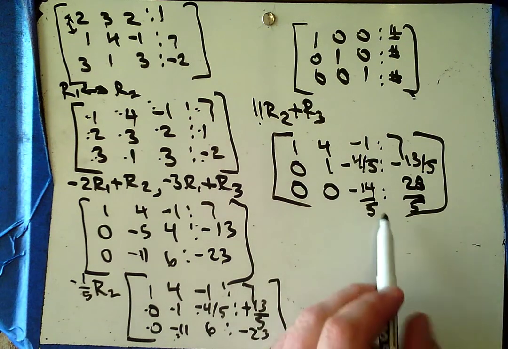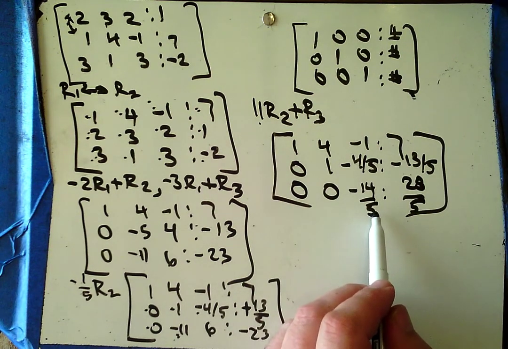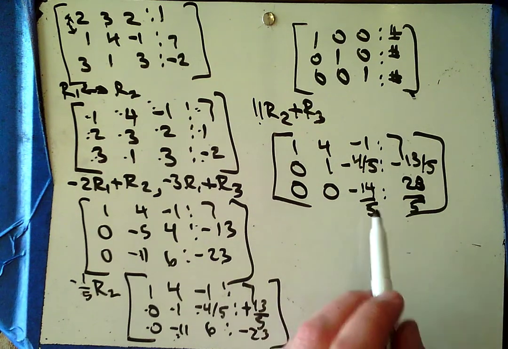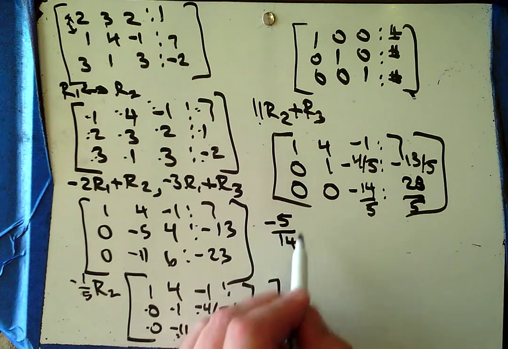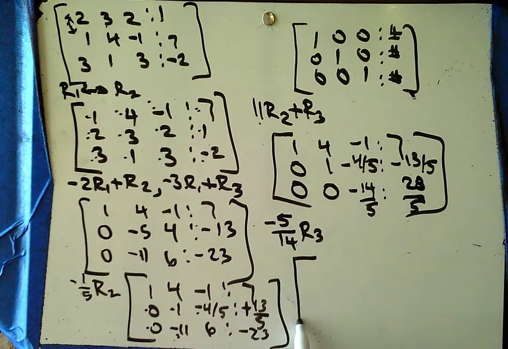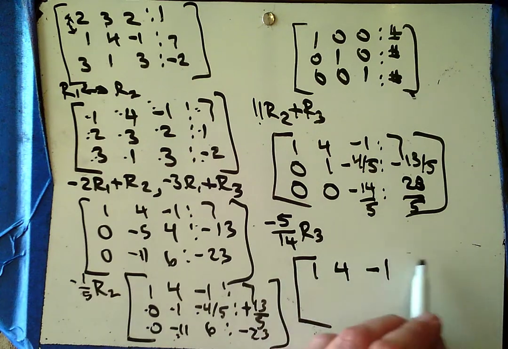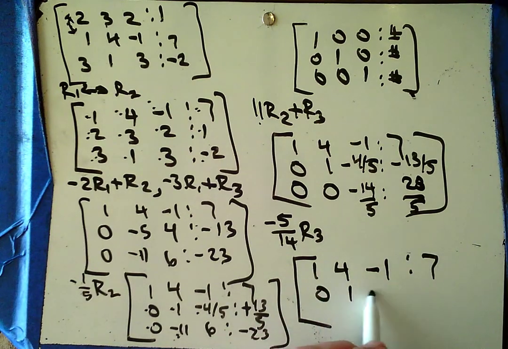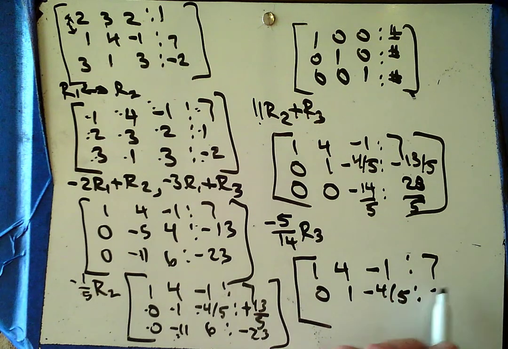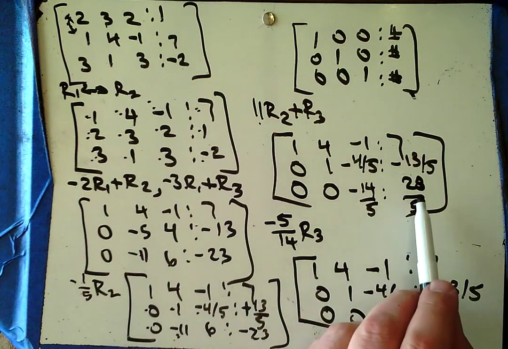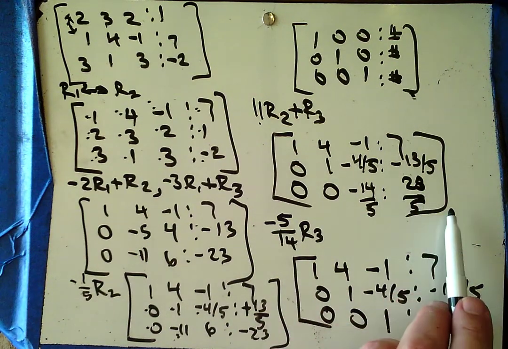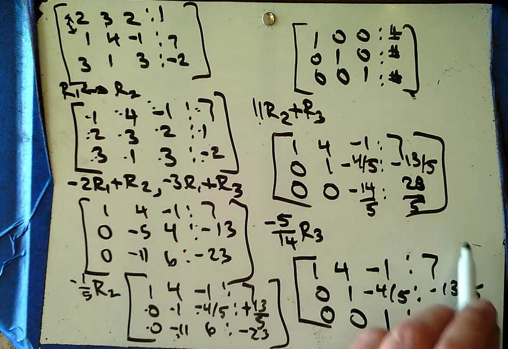All right, so what do we do next? Well, Gauss says we're supposed to turn this into a 1, and I'm not going to be switching two rows, so I'm going to multiply by a scalar here, which means I want to do negative 5 over 14, row 3. And when I do that, 1, 4, negative 1, 7, 0, 1, negative 4/5, negative 13/5, and finally 0, 0. If I multiply this by this, I get 1. And if I multiply this by this, I get negative 2.